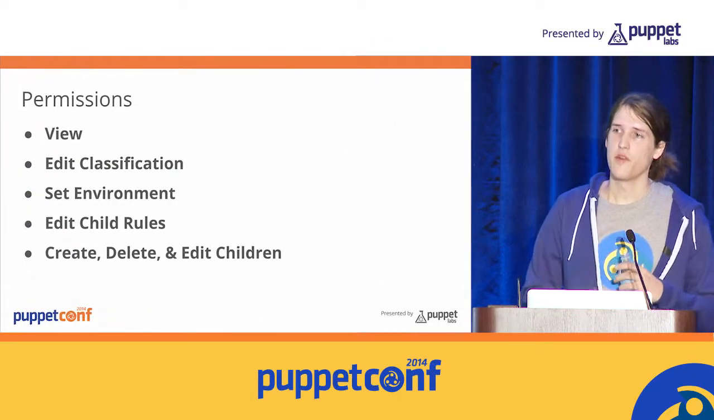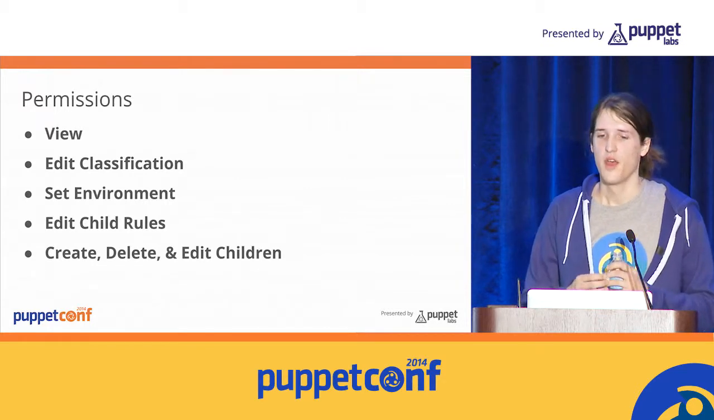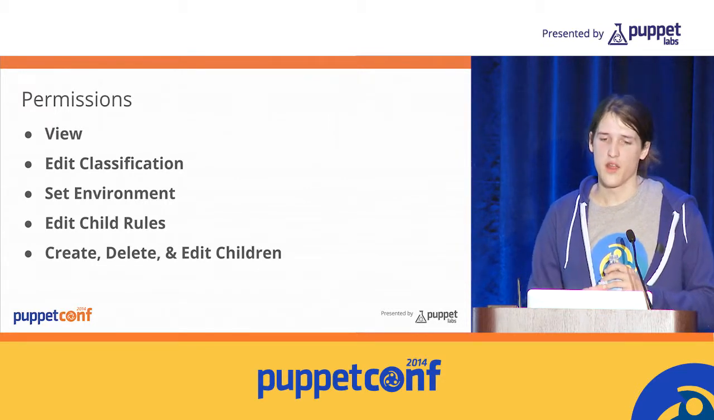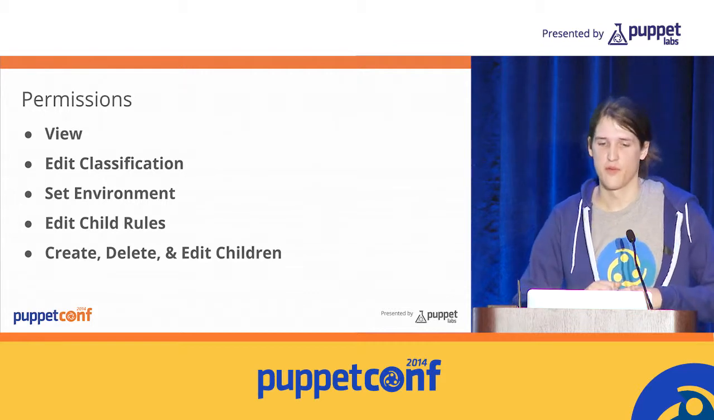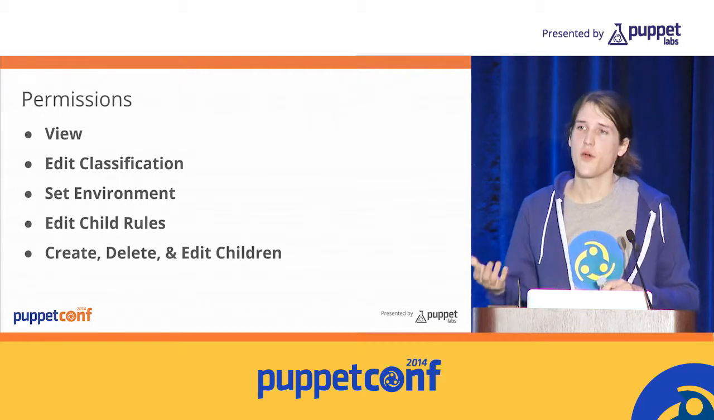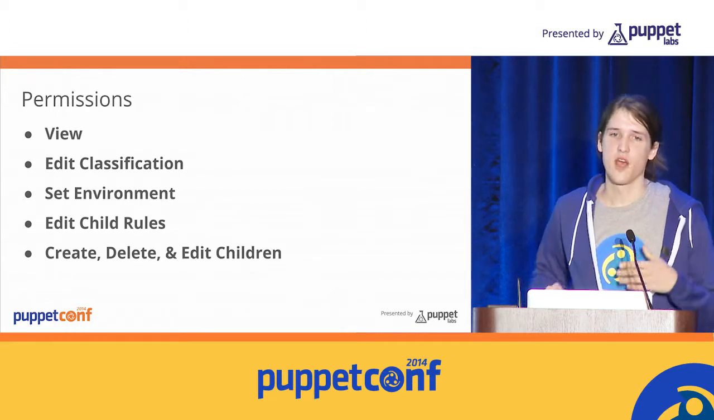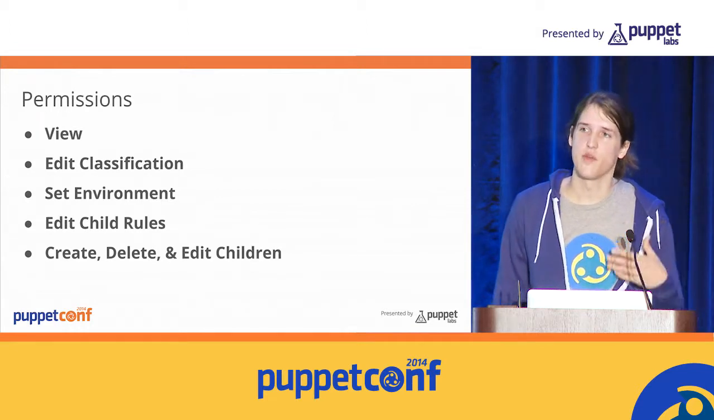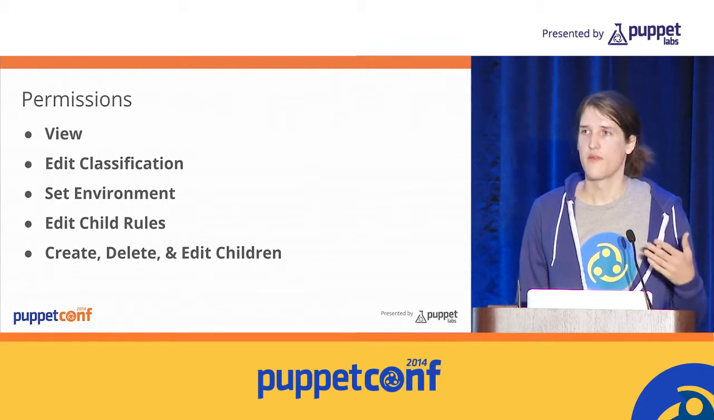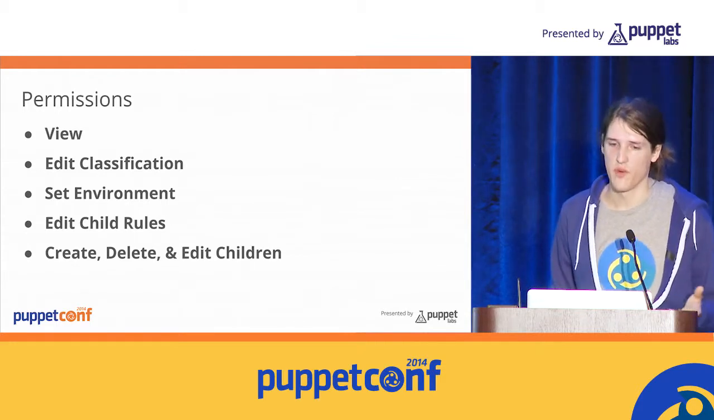So these are the permissions that we have so far. There's view, edit classification, set environment, edit child rules, create, delete, and edit children. I'm not going to go into exactly what each of these means on their own. Instead, I'm going to describe some of the use cases that we have thought about and created the permissions around.